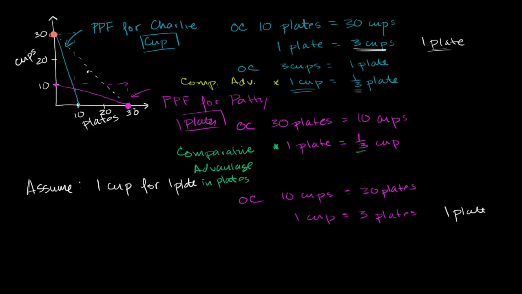So they can both trade 15 of their goods to the other person. So Charlie could trade 15 cups for 15 plates. And obviously Patty would be trading 15 plates for 15 cups. And they would both be able to get right over there, which is a situation that was unattainable left to their own production possibilities. So hopefully you found that interesting, that by specializing, they could get these gains from trade, and they specialized in their comparative advantage.